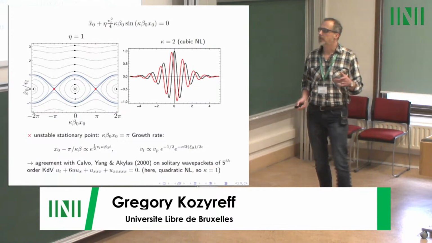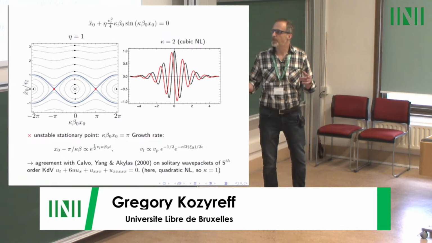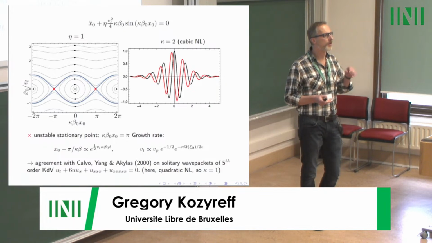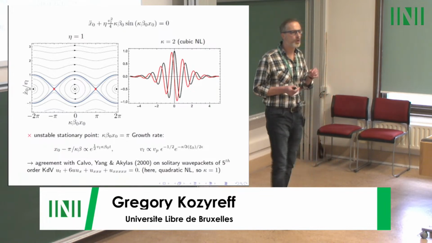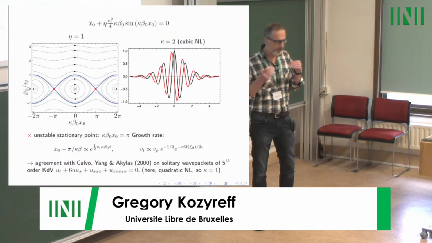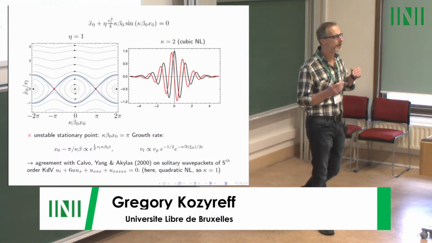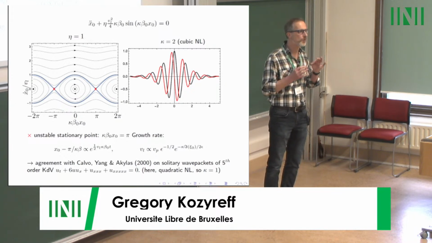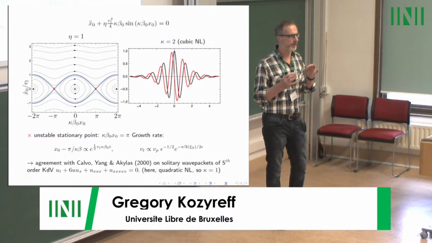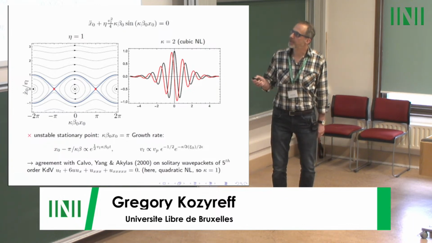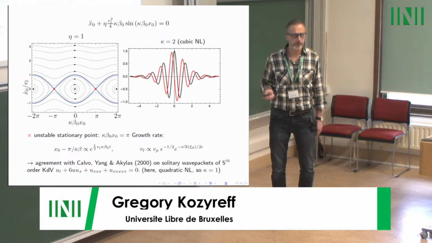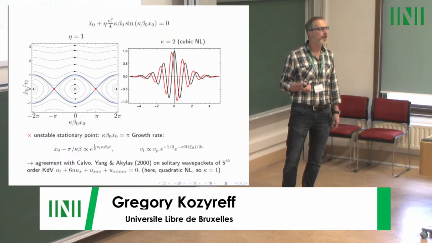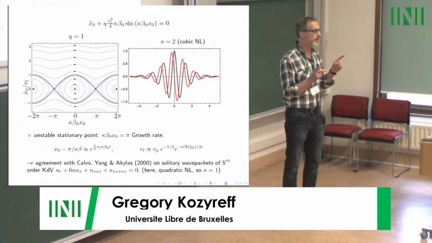And what's nice is that, as I mentioned, there was a work by Calvo, Yang, and Aquilas, and they were looking at a different equation. They were looking at the fifth-order KdV equation, which was an excuse to study gravity-capillary waves. And they were looking at stationary profiles that move exactly at the phase velocity. So they were basically looking at these two points here and there. And thanks to the input of Calvo, they could find out that only these two existed.